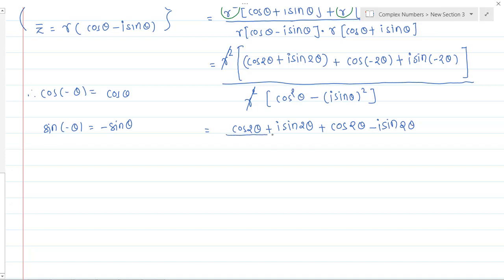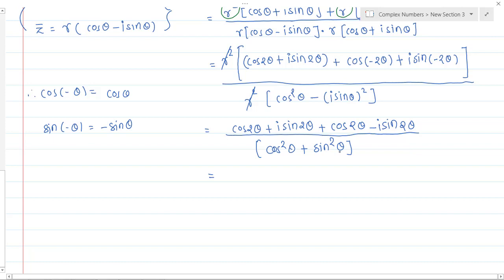Whole divided by cos square theta minus i square sin square theta. So what is i square? It is minus, so minus minus plus, I will have sin square theta. So in the denominator, what is the value of this? Cos square theta plus sin square theta is 1. Always remember, cos square theta plus sin square theta is always equal to 1. Don't worry, we will cover all these formulas.